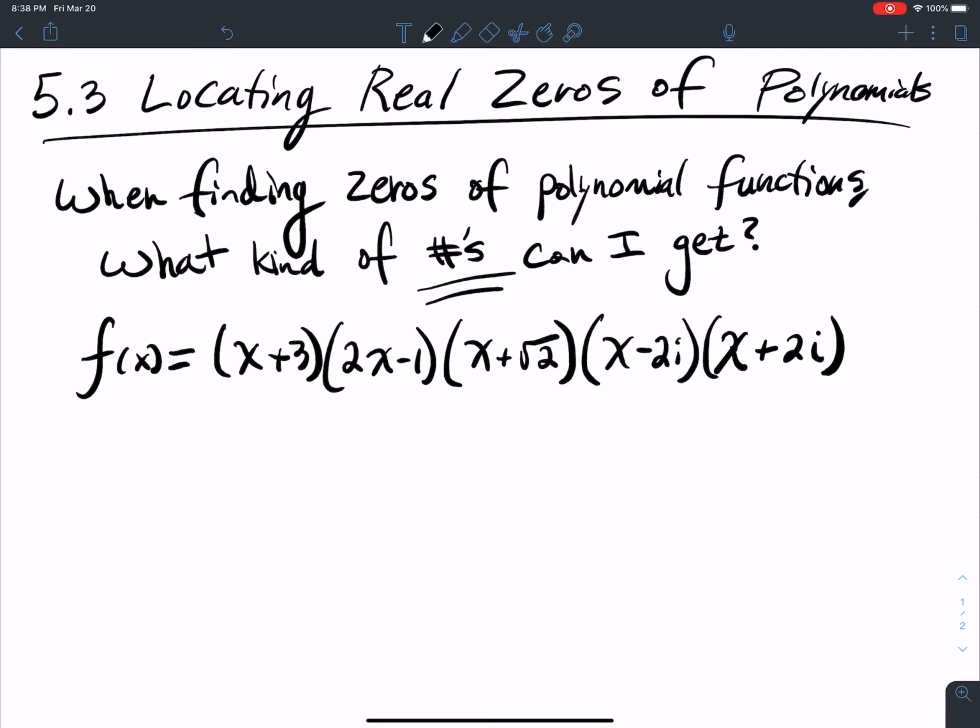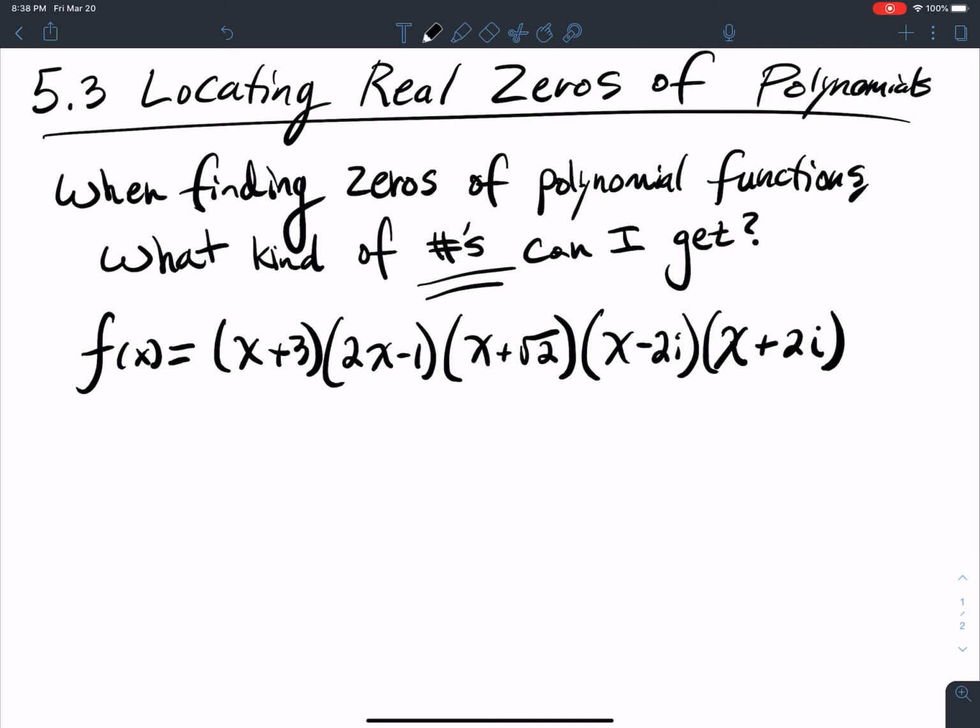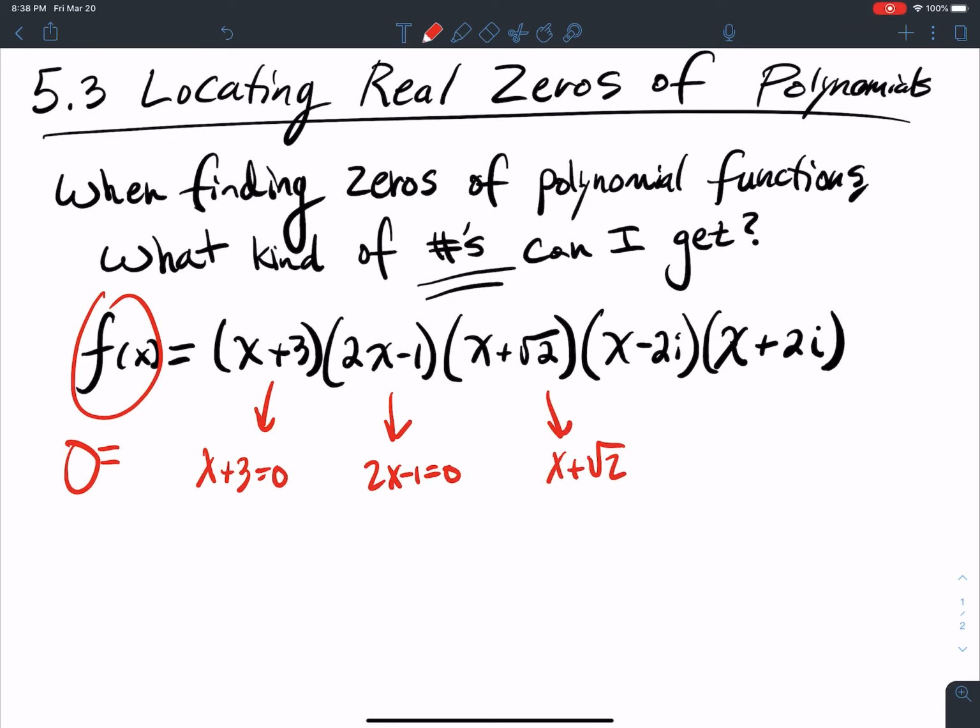Okay? So this is the factored form. I like the factored form because when we're finding zeros, all we do is set f(x) equal to 0, and that means we set each of these factors equal to 0 to find the zeros. So let's solve each of these.